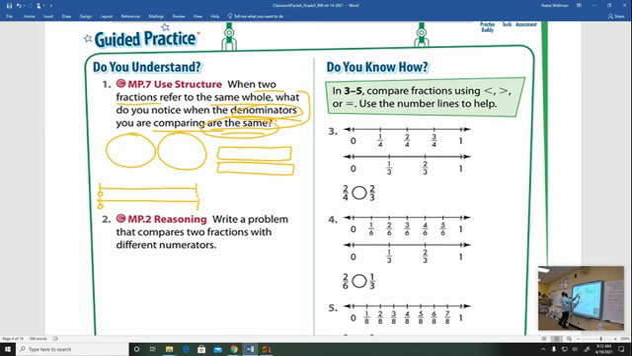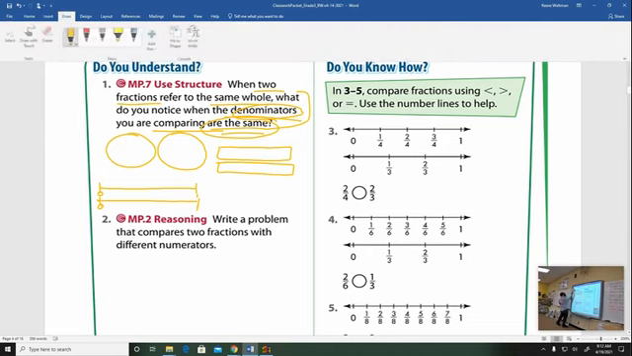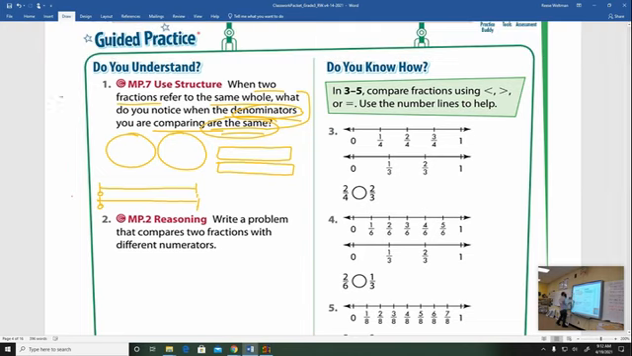But now it says, when two fractions refer to the same whole, what do you notice when the denominators you are comparing are the same? What does it mean when the denominators are the same? Ian. What does it mean when the denominators are the same? You have two fractions that you're comparing. Remember, guys, we've compared a lot of different types of fractions. What happens? What does it mean when we have two fractions that have the same denominator? What does it mean?